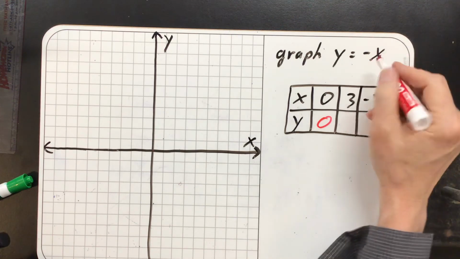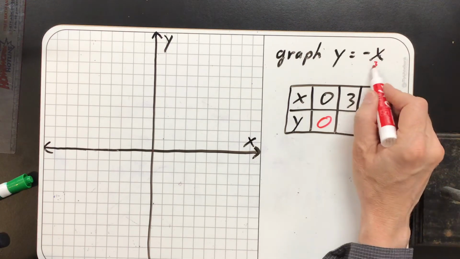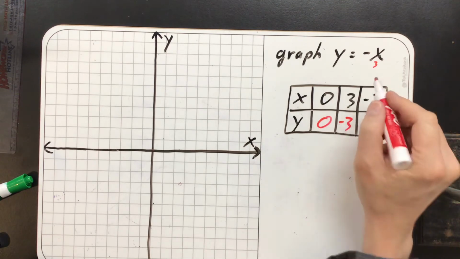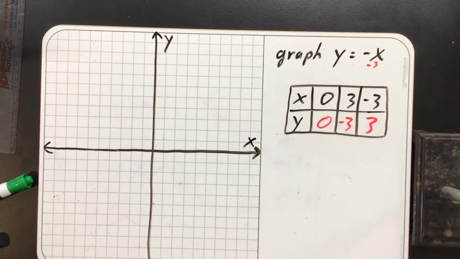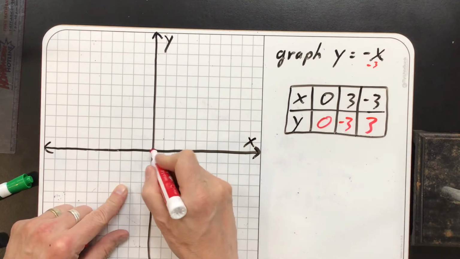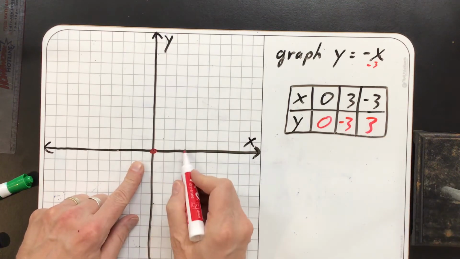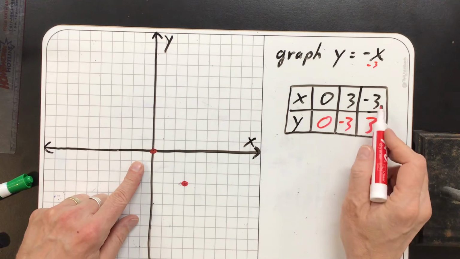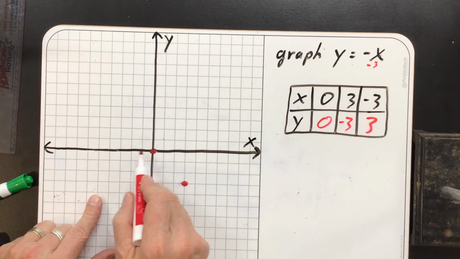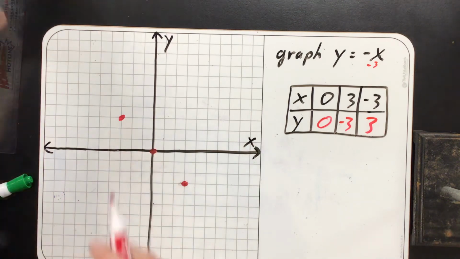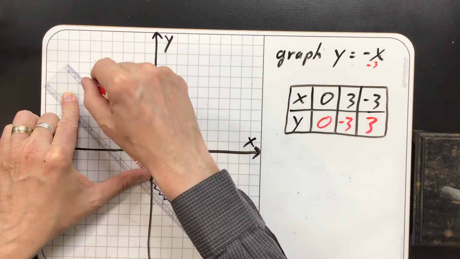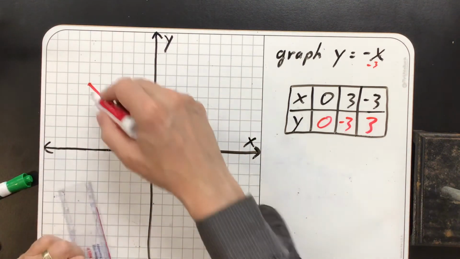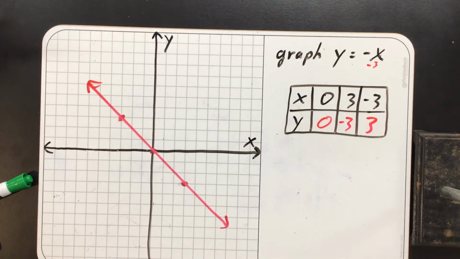If x is 3, so if I put a 3 in here, that means y is negative 3. And if x is negative 3, then negative of negative 3 is positive 3. And then we'll graph these points: 0, 0; 3, negative 3; and negative 3, positive 3. So negative 3 on the x, positive 3 on the y, and then you just go ahead and connect those dots into a line, and the line goes on forever, okay? And this is how you plot an equation on a graph.